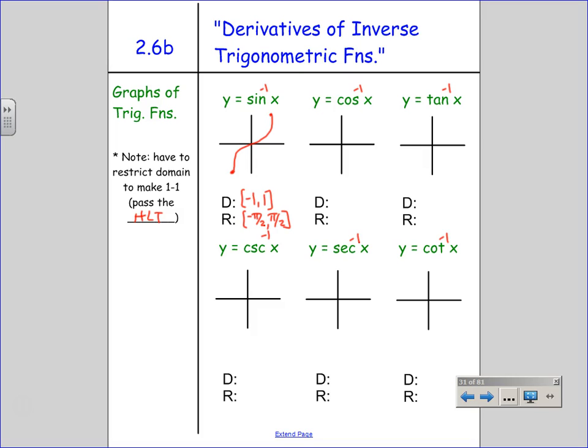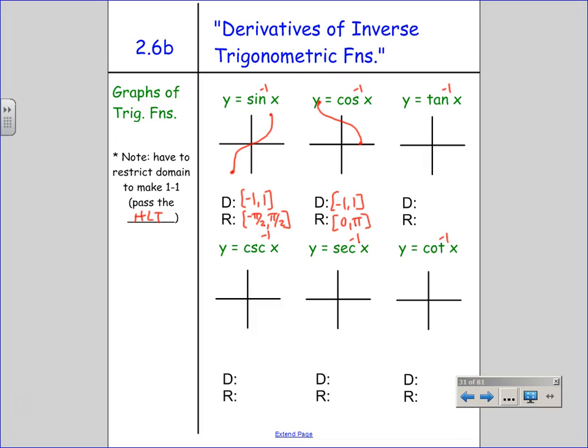Cosine, he's a funny dude. He starts here and goes down. So actually he's going to have something that looks kind of similar. But it's going to be for a different domain and range. His domain is still -1 to 1 because his y's still only go from -1 to 1 to begin with. His range, though, is going to be 0 to pi.